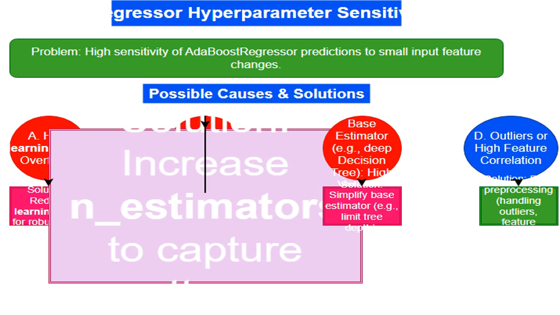The base estimator, often a decision tree, is a core component of AdaBoost. If I'm using a very complex base estimator, like a deep decision tree, it can itself overfit, independent of AdaBoost's settings. That is, a complex base estimator might be learning noise, rather than useful information. Simplifying the base estimator will improve the model's generalization to new data. For example, if I use a decision tree, I can limit its depth.